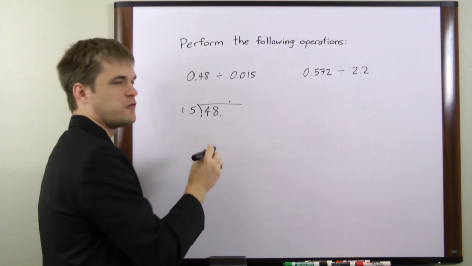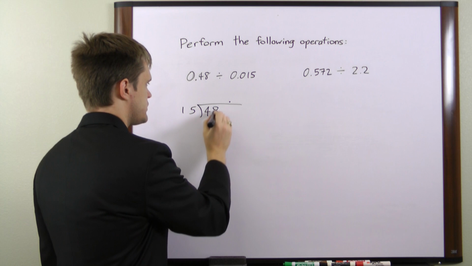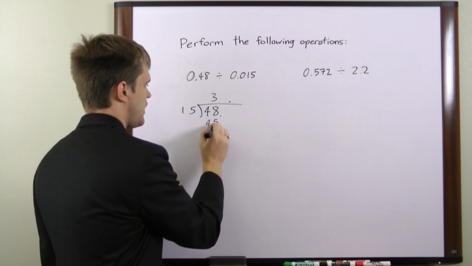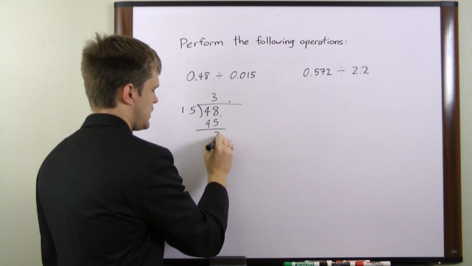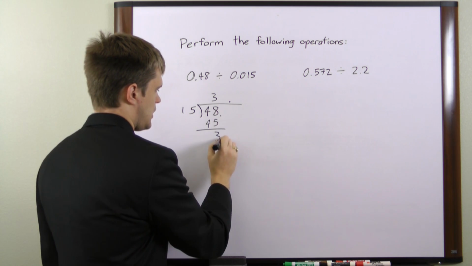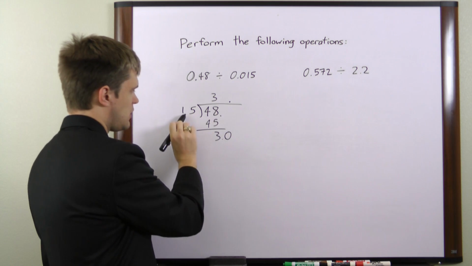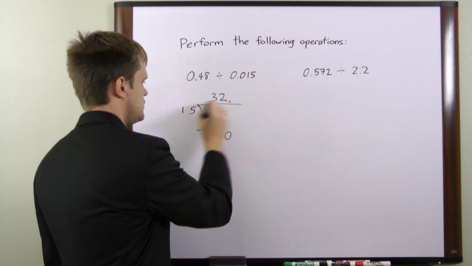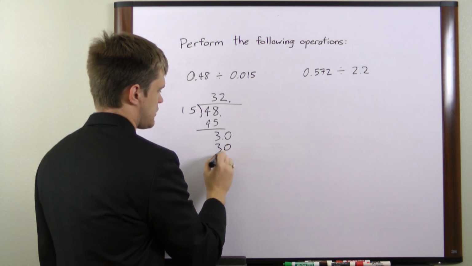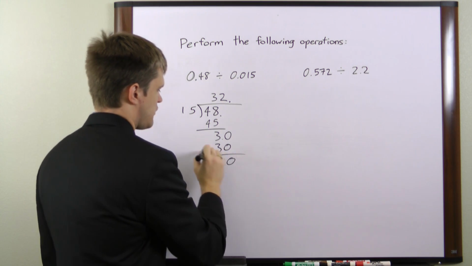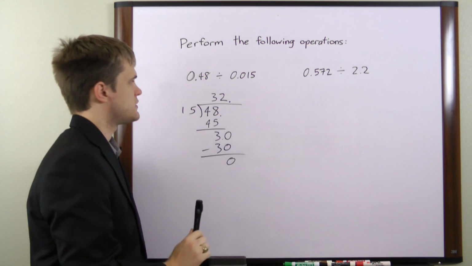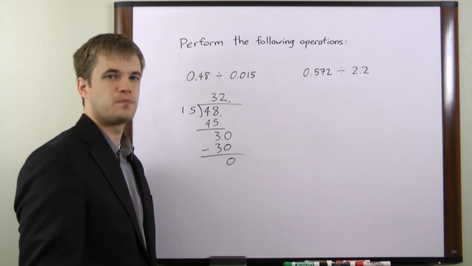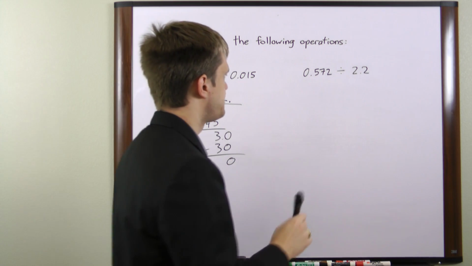Now 15 goes into 48 3 times. So we have a 3 right here. 3 times 15 is 45. Subtracting this, we have a remainder of 3. We'll add in this 0 here. 15 goes into 30 2 times. So we have a 2 here. This is a 30 also, and we have a remainder there of 0. So this is our answer. 0.015 goes into 0.48 32 times. Let's look at the next example.